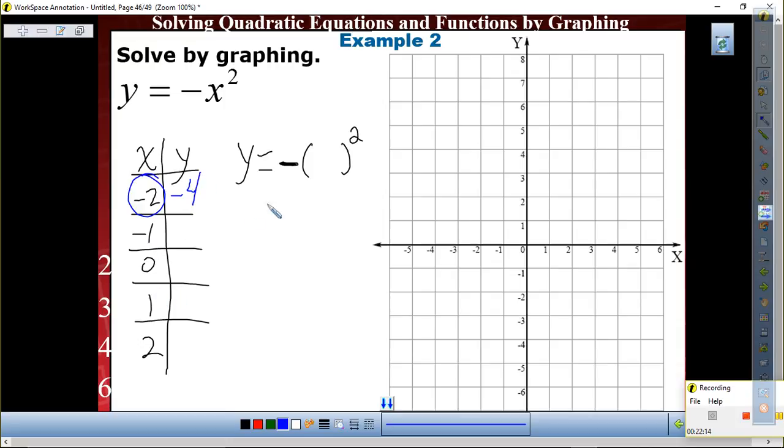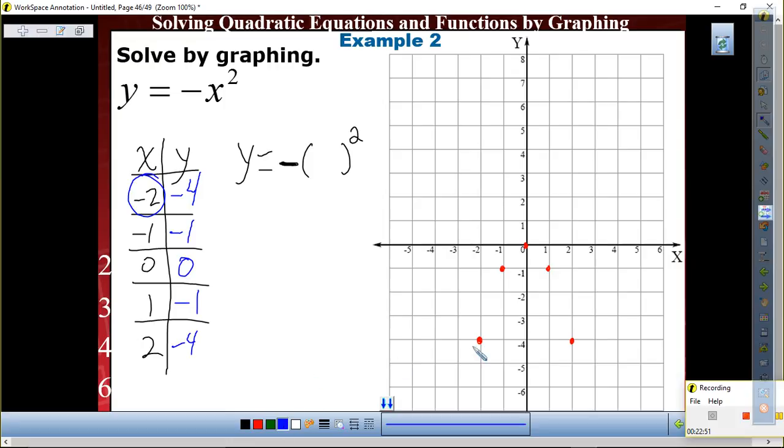Next value, negative 1. What is negative 1 squared? 1, and what's outside? Negative. So this is negative 1. How about 0 squared? 0. How about 1 squared? 1. And that is negative 1. 2 squared? 4. And that's a negative 4. Let's plot that. Negative 2, negative 4. Negative 1, negative 1. 0, 0. 1, negative 1. And 2, negative 4.